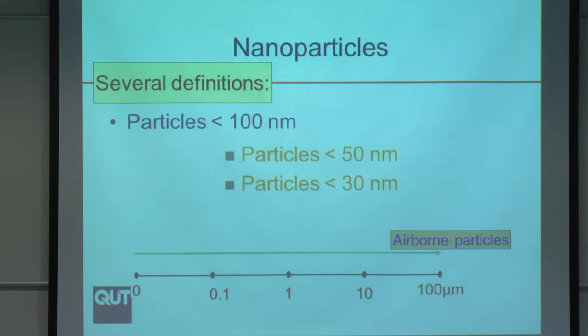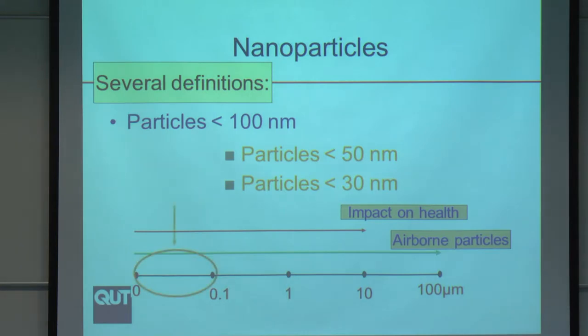This is the range of particles which are important in relation to health. Particles smaller than 10 micrometers, these are the particles which can get into the lungs, respired. And this is our range of nanoparticles. Now, this immediately tells us something very important. These particles are never in the air by themselves. They are always in the presence of all kinds of other particles.